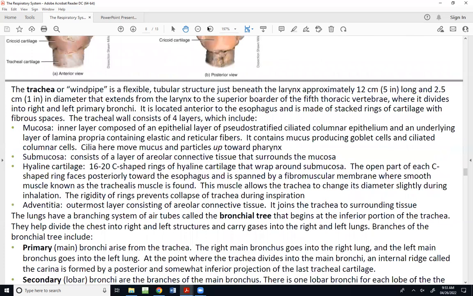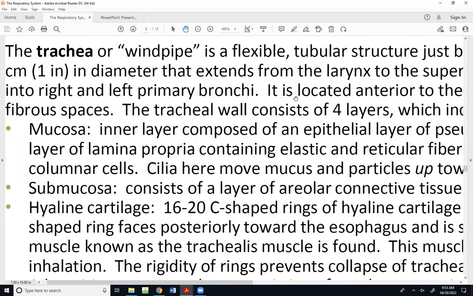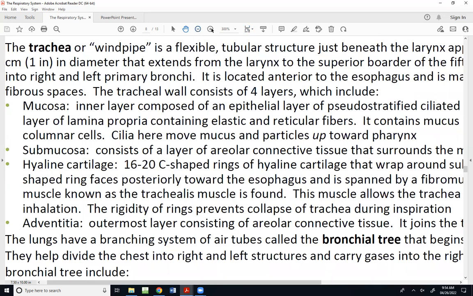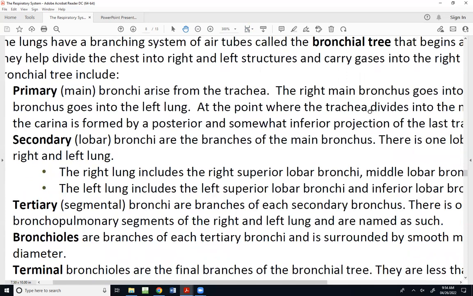All right, moving on down from the larynx, we will now talk about the trachea, which also has a nickname, what we commonly would call our windpipe. And then since they are very closely associated with it, we'll go ahead and talk about the structures making up your bronchial tree on this page as well.